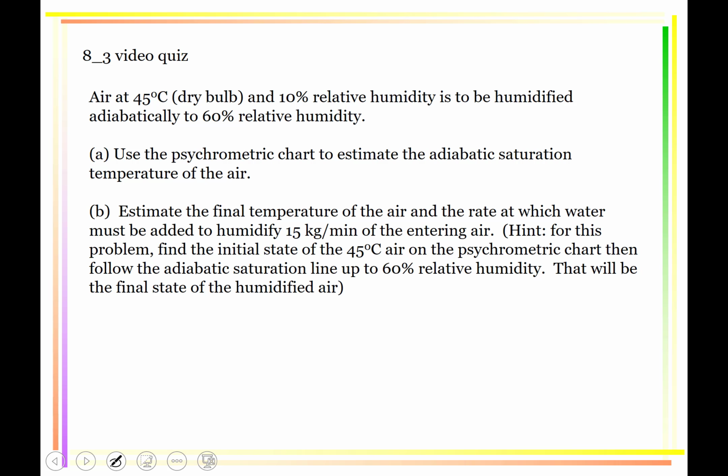Okay, so that's the lecture, and you can try to do this video quiz. You're going to look on the figure, and there's going to be air at 45 degrees C, and that's read off the horizontal axis on the bottom, 45 degrees C. Find the 10% relative humidity line. It's to be humidified adiabatically to 60% relative humidity. So use the psychrometric chart to estimate the adiabatic saturation temperature of the air.